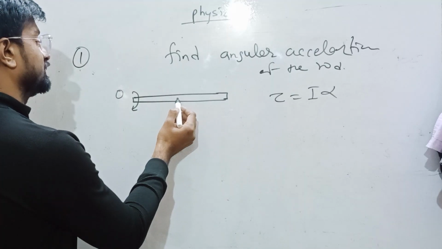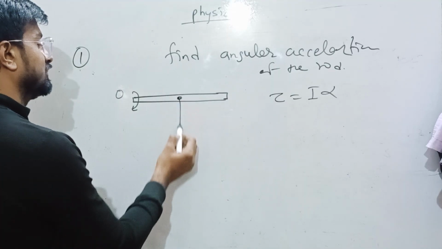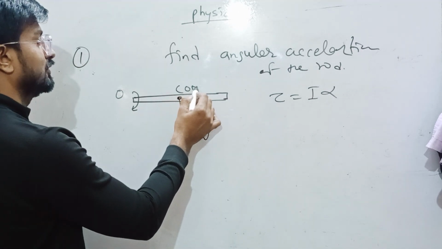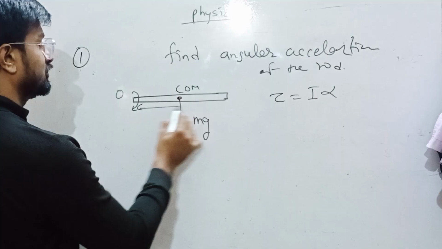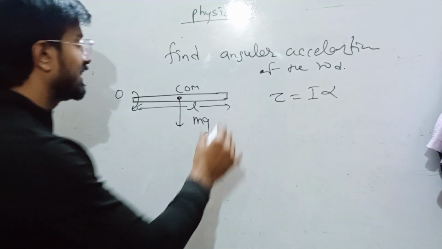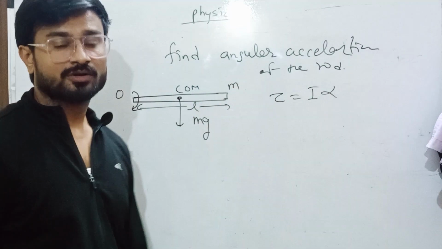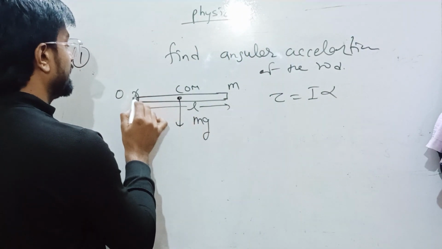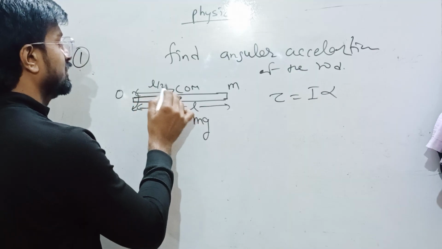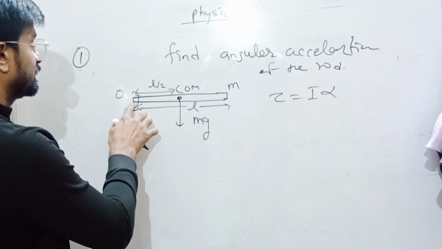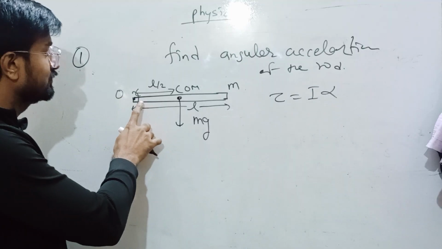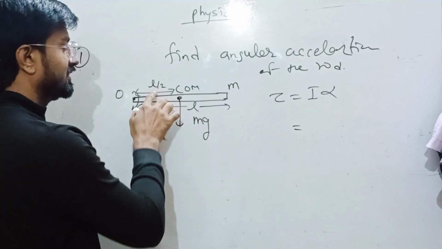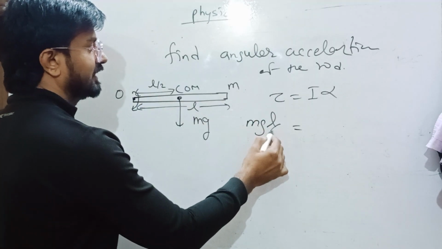The force that is acting downward is mg, acting at the center of mass of the rod. The length of the rod is L and its mass is m. So the torque of mg will be equal to mg multiplied by its perpendicular distance from the axis, that is L by 2. So torque is equal to mg multiplied by L by 2.